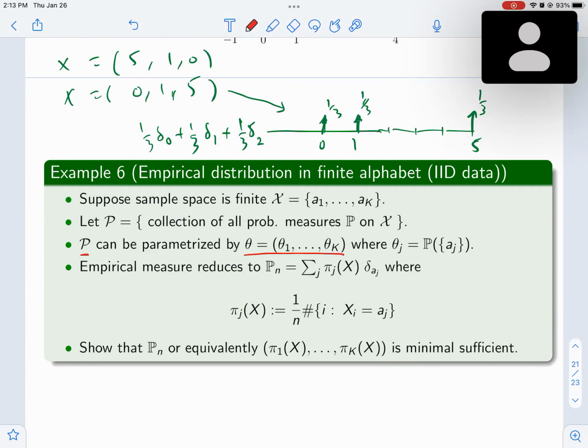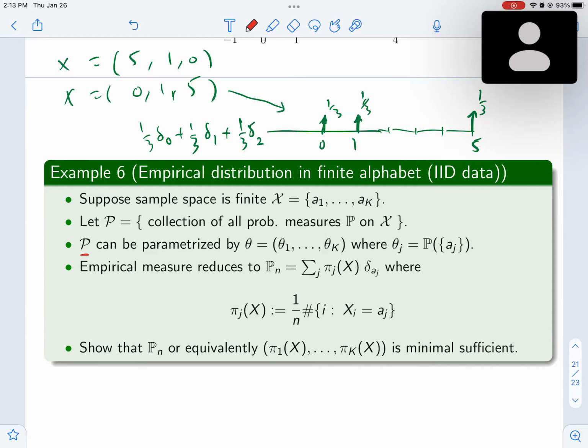You form the empirical measure, and you can see that for the empirical measure, there's a bijection to the frequency of observing each particular letter in the data. So this is the frequency of observing letter 1 among x1 up to xn, and this is the frequency of observing letter k. Because the empirical measure is sufficient, and this is in bijection to that, this is going to be sufficient as well. You can also argue that in this case, this is going to be minimal sufficient. I'll let you argue that for yourself.